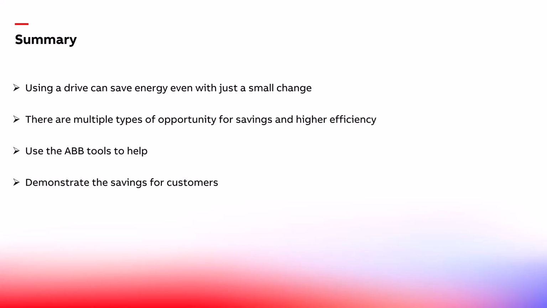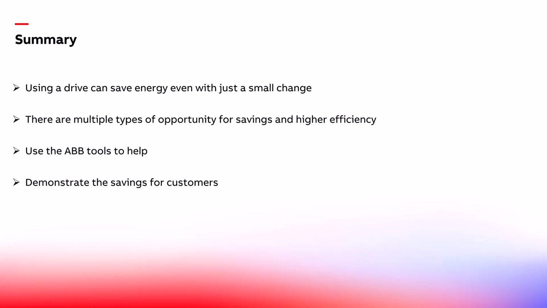The second point is the multiple types of opportunity for savings and higher efficiency. So it's not just about applying a drive to a direct online motor that doesn't currently have speed control or is controlled mechanically. It's also looking at the package as well in the system. So how is the system operating at the moment? What's the philosophy? Is there something more advanced or a better way of control or a better way of actually executing how the system operates that can improve the efficiency?